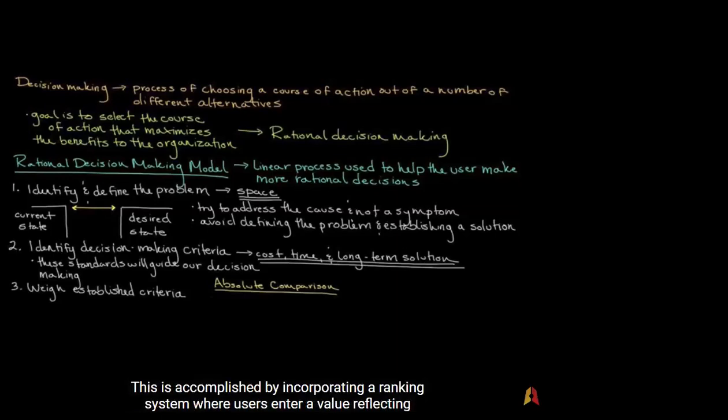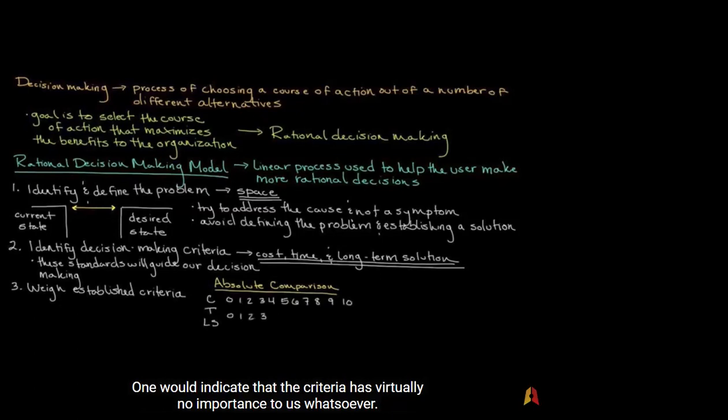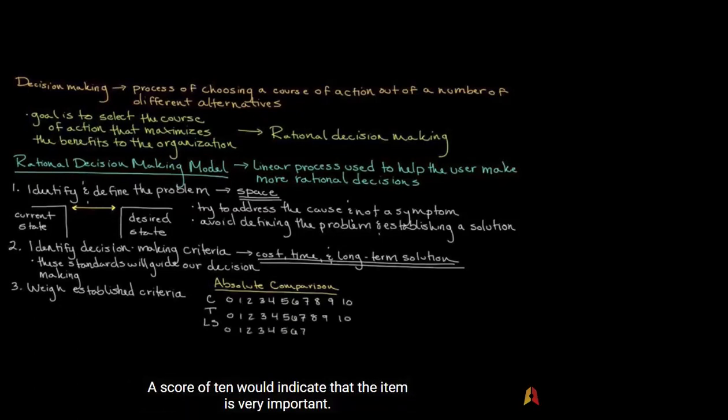This is accomplished by incorporating a ranking system, where users enter a value reflecting the importance of the criteria on a scale. Let's say that we establish a scale starting from 1 and going to 10. 1 would indicate that the criteria has virtually no importance to us whatsoever. The score of 10 would indicate that the item is very important. So we would go through each criteria and weigh their significance to us.